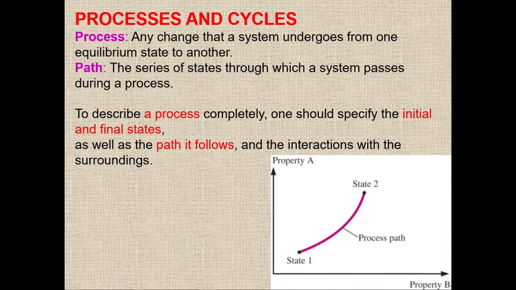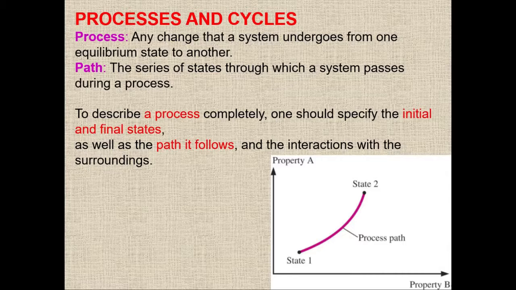Last time I told you about the state. State is basically a set of fixed properties, and whenever there is a change in any property, the state will change. So what is a process? Simply, a process is any change that a system undergoes from one equilibrium state to another. So, with the help of a process, the state will change from one point to another point.